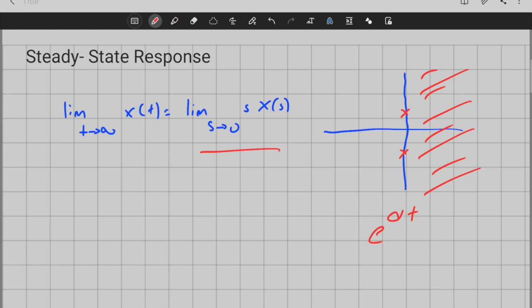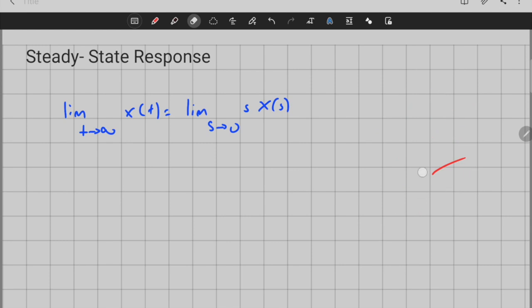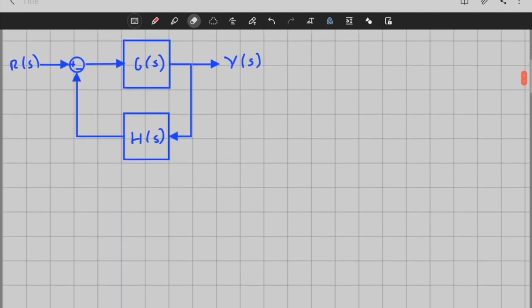So technically, because we are trying to find steady-state error or steady-state performance in a control system, we want the system to be stable first, because it's our main requirement. Then we can start talking about steady-state error or steady-state performance. Keep in mind that the final value theorem is the fundamental technique that you need to know to understand this lecture. Now let's talk about a closed-loop control system.